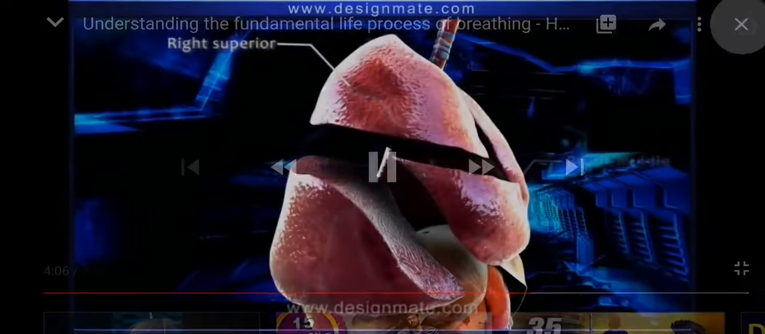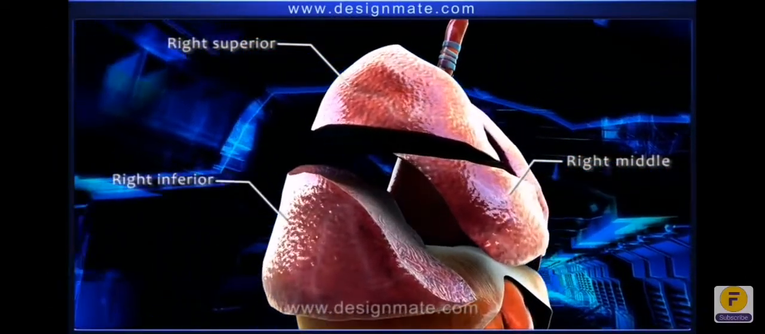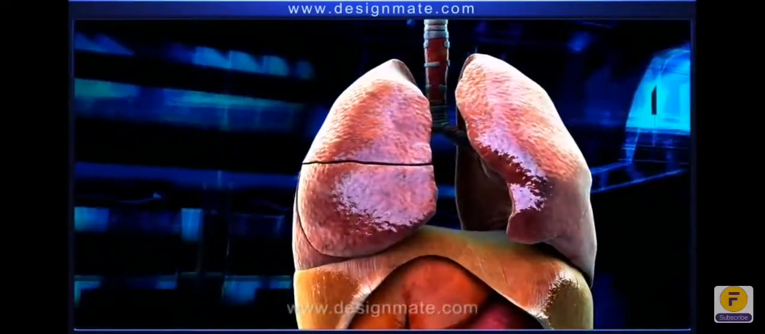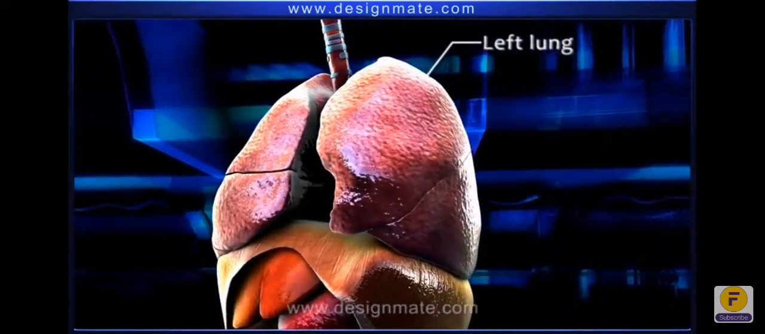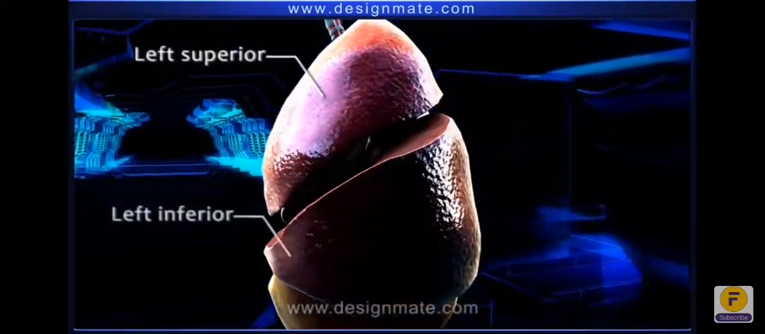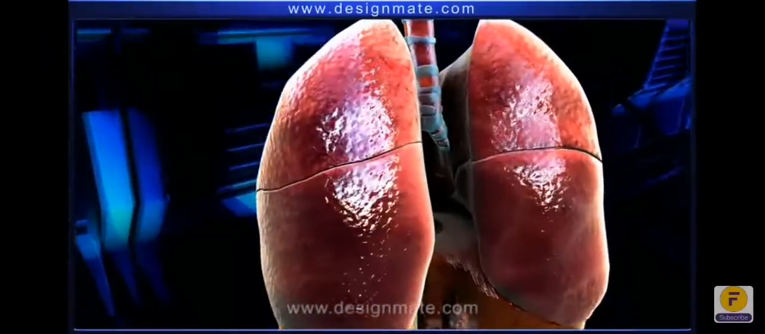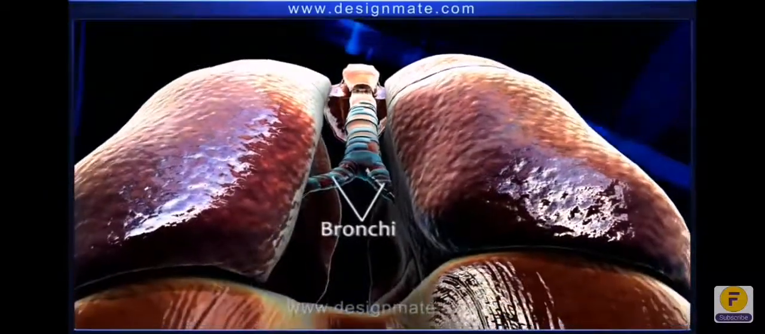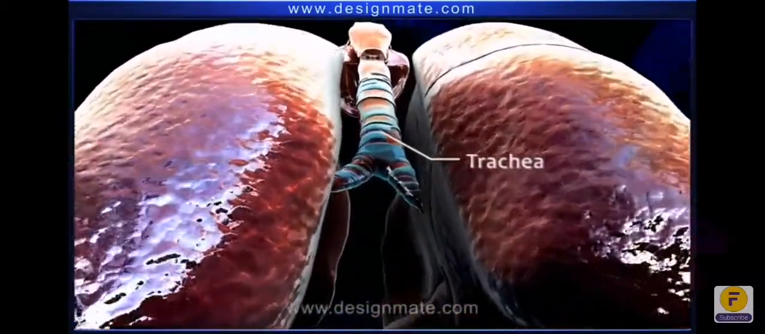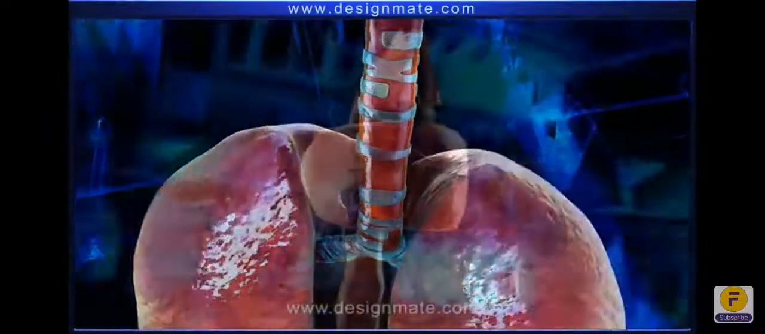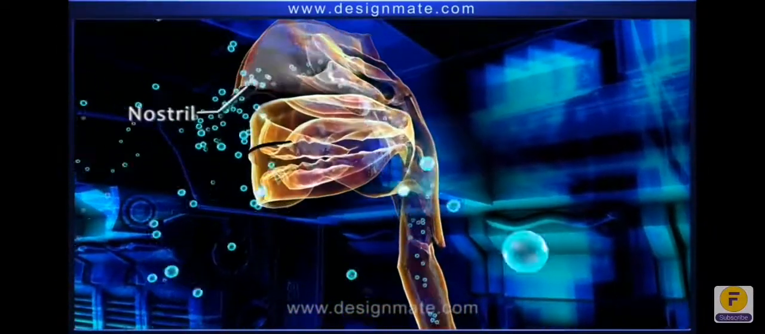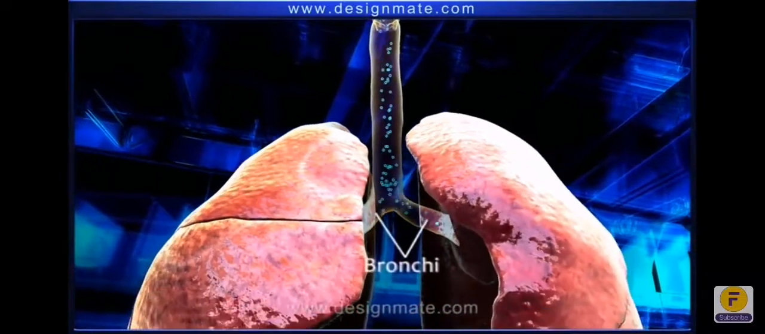The right lung consists of three lobes, while the left lung has only two lobes. Both the lungs are associated externally with bronchi, which unite and extend into the trachea. As we breathe, the oxygen molecules enter the nostrils and travel downwards through the pharynx and trachea to finally reach the bronchi.